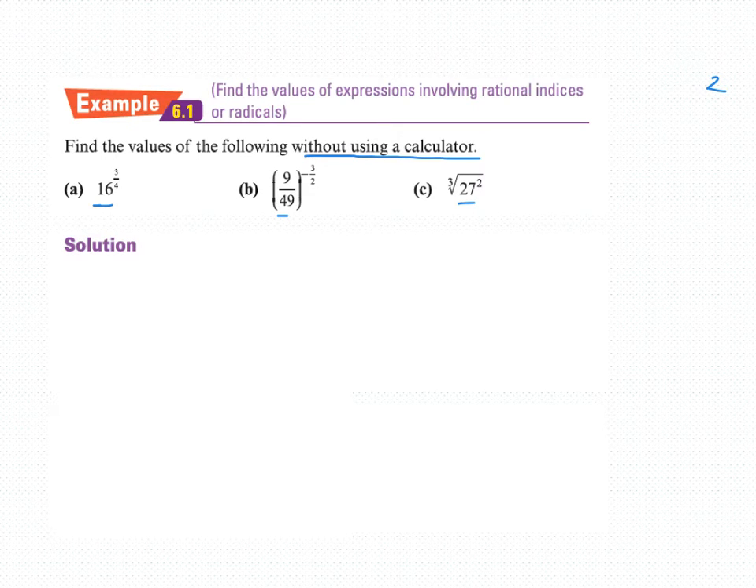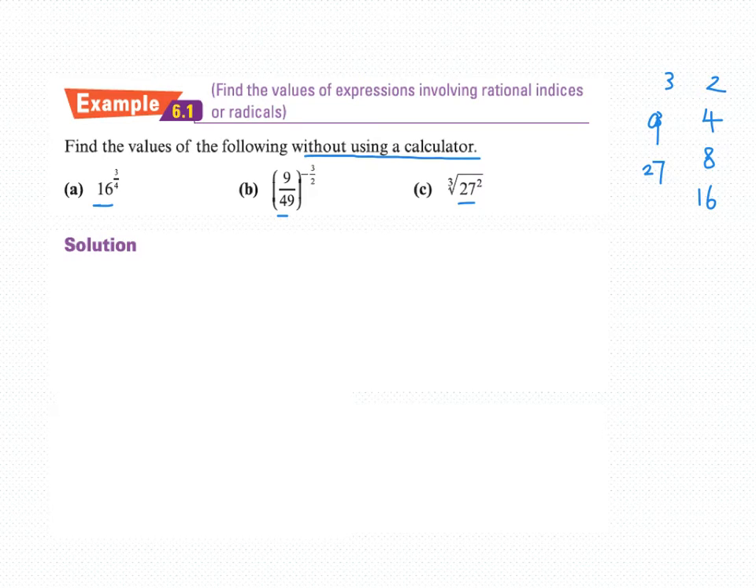First, 2. You can list out the powers of 2. 2 to the power 1 is 2, and 2 squared is 4. 2 to the power 3 is 8, and 2 to the power 4 is 16. So you know 16 is 2 to the power 4. Also, 3: you can list out 3 squared is 9, and 3 to the power 3 is 27.